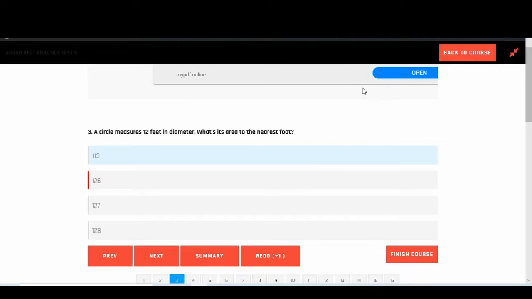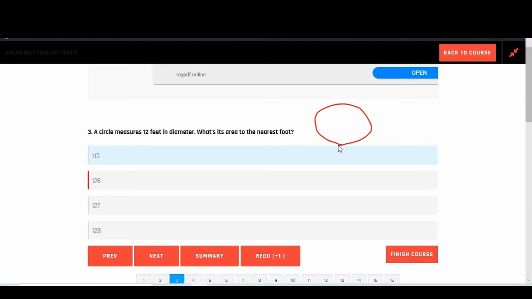Number 3 says the circle measures 12 feet in diameter. What is its area to the nearest foot? On the ASVAB, you're going to see questions in regard to circles. So you need to know how to find the area as well as the circumference of circles. In this case, we're being asked to find the area.